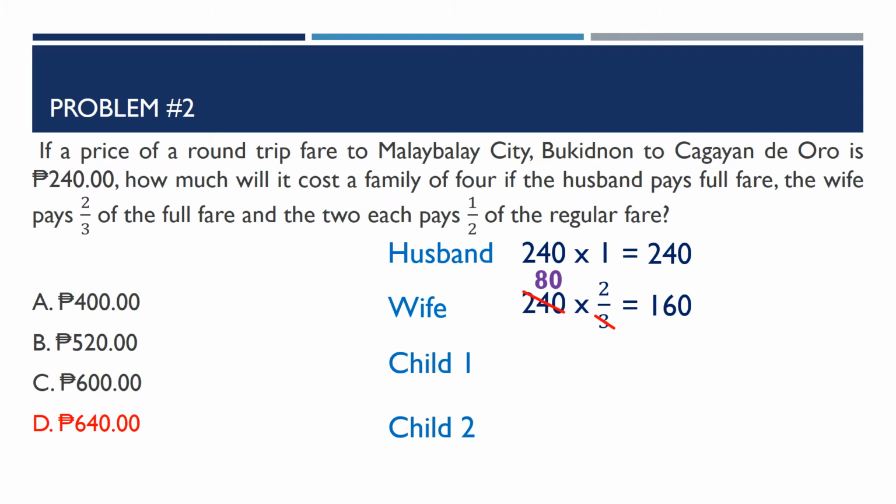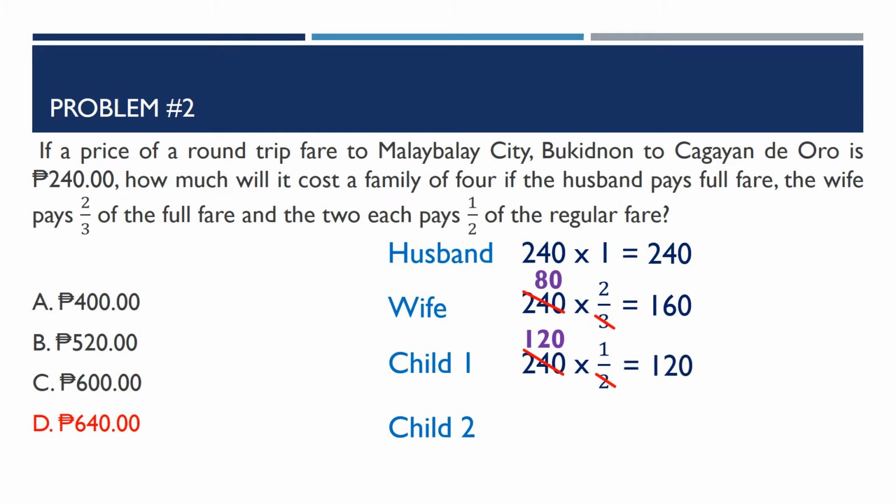But if you don't like that way, you can just multiply 240 times 2 divided by 3. It's going to be the same answer. So for the first child, of course, it's the same answer for both. So it's 240 times 1/2, or 1/2 of 240, or we can do this cancellation. So it's 120 times 1 is 120.